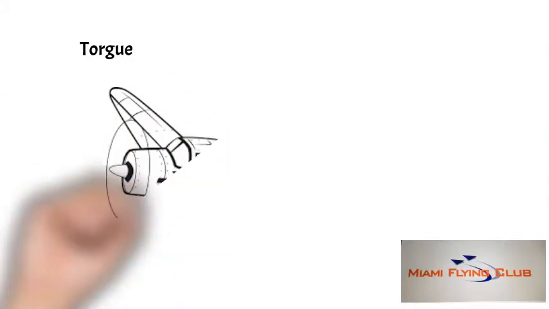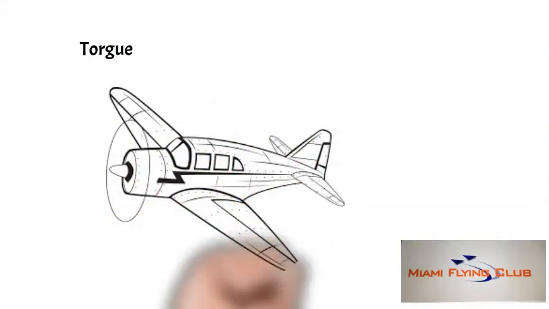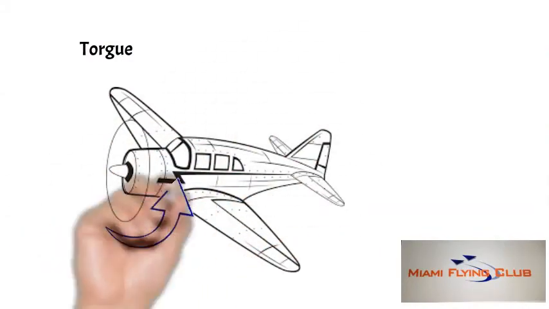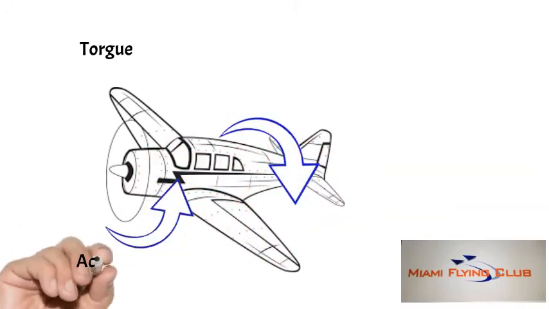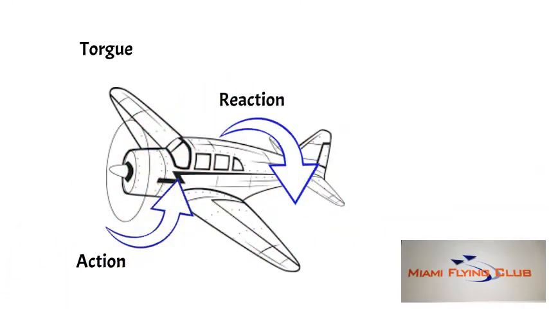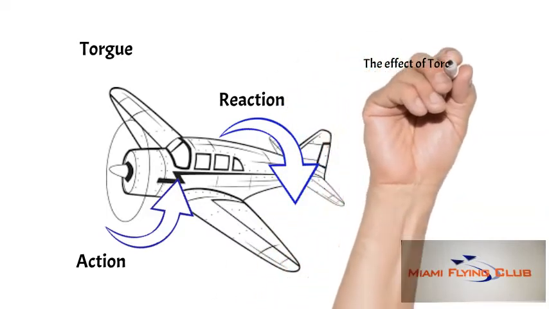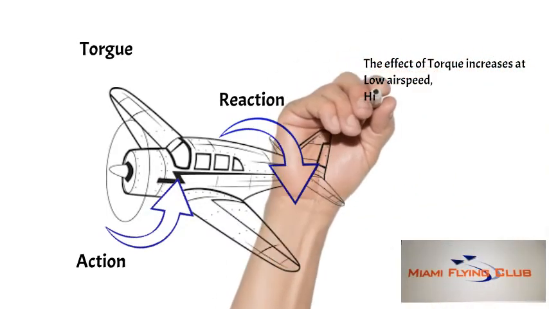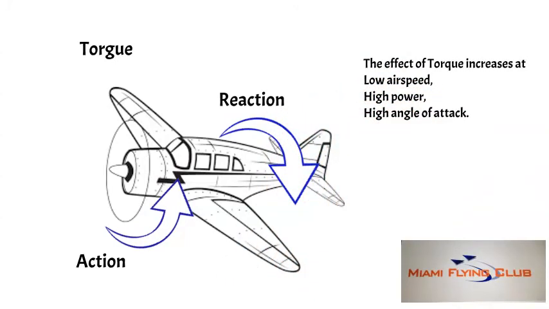Torque. The airplane of standard configuration has an insistent tendency to turn to the left. This tendency is caused by torque, slipstream, P-factor and gyroscopic precession. Torque reaction. A propeller rotating in a clockwise direction produces a force, which tends to roll the airplane in a counterclockwise direction. Effective torque increases at low airspeed, high power, high angle of attack.